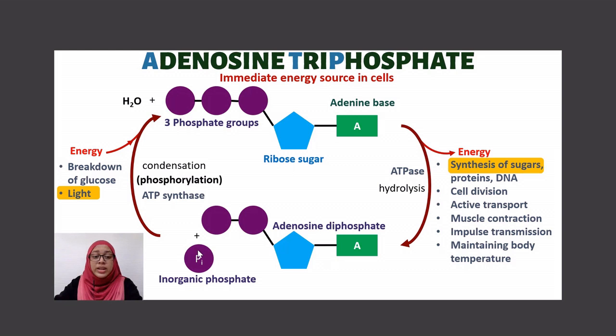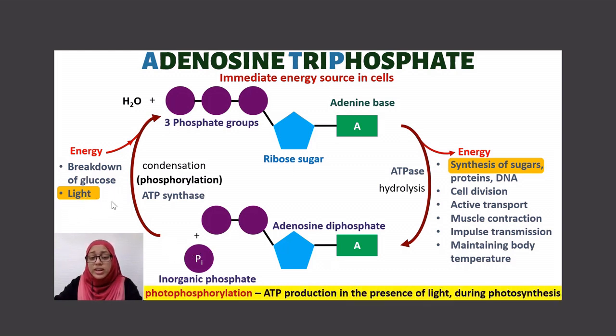Okay, and when ATP is synthesized in the presence of light, there's a specific name for it. So that is what photophosphorylation is. So photophosphorylation, the photo refers to the light part, phosphorylation means to add the phosphate group. So photophosphorylation would be the production of ATP in the presence of light, specifically in photosynthesis.